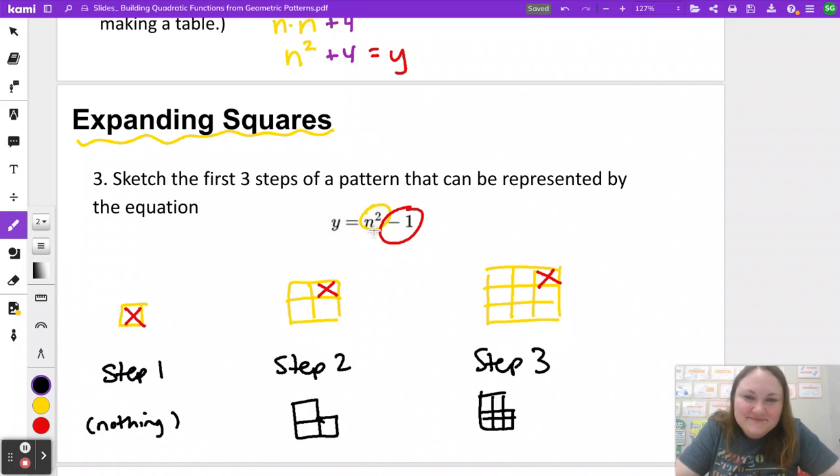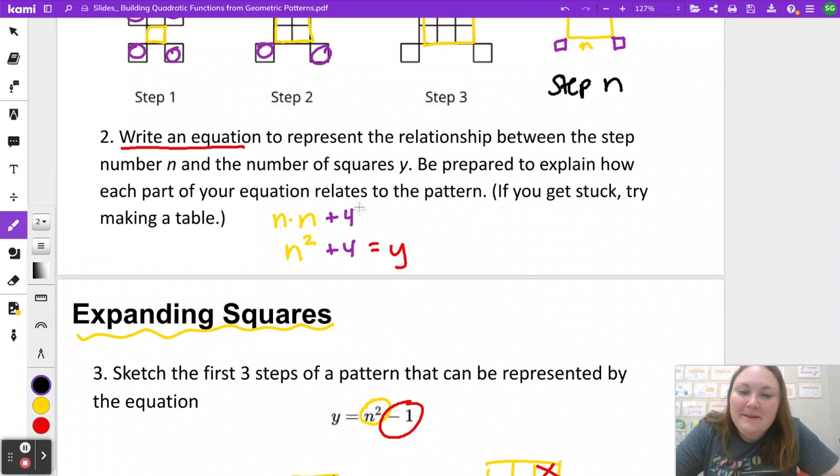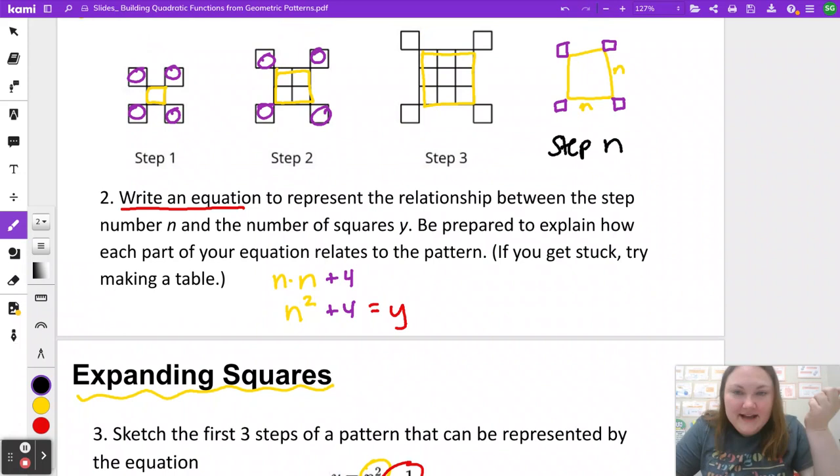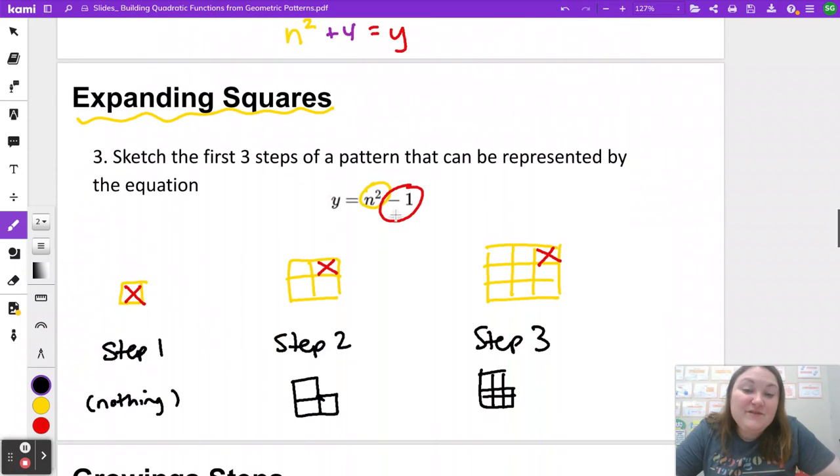To summarize what we're seeing here, if you're adding a number, not a variable, but a number, it looks like you're having that many extra boxes added every single time. So our +4 matched up with me adding 4 purple boxes for every single picture. And if you see subtracting a number, again, not a variable, but a number, it means you're losing that many boxes in each picture. So -1 meant I lost 1 box in every single step of my pattern.